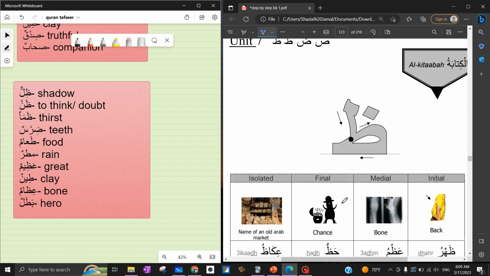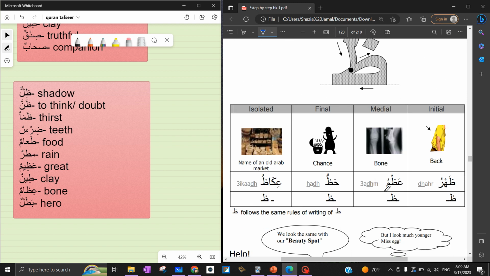Now let's see. The letter is the same. The writing rules for it are all the same. Everything is the same. The difference is only the dot. So dhahru. Dhahr means your back. Dhahr means something behind or back. Dhahr here is your back. And adhm. Adhm is the bones.